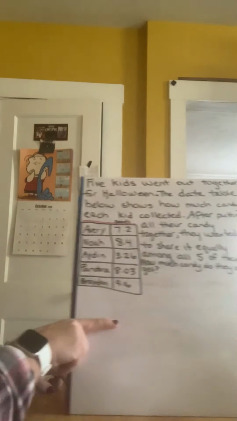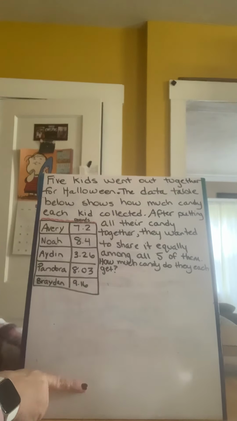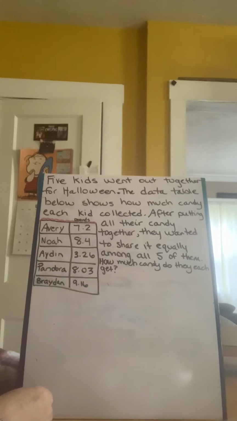So let's look at this question here. 5 kids went out together for Halloween. The data table below shows how much candy each kid collected. After putting all their candy together, they wanted to share it equally among all 5 of them. How much candy do they each get?